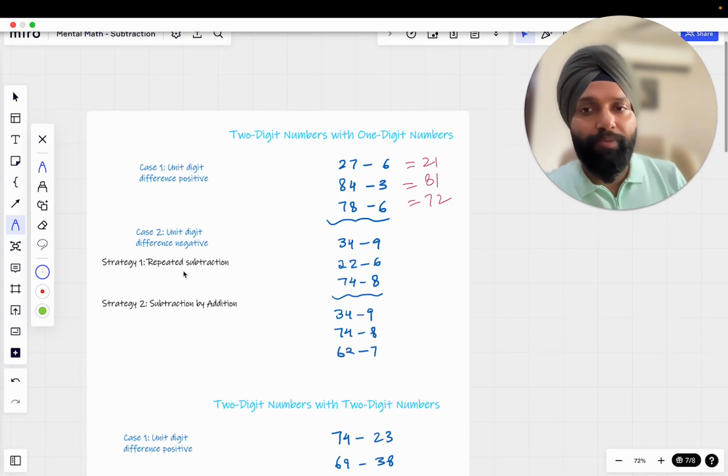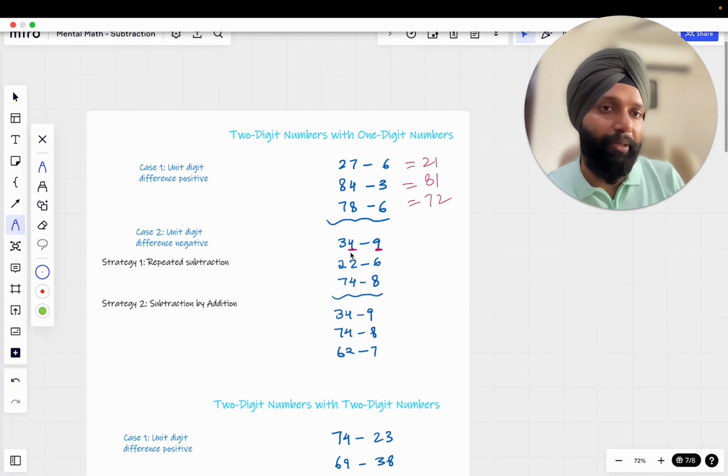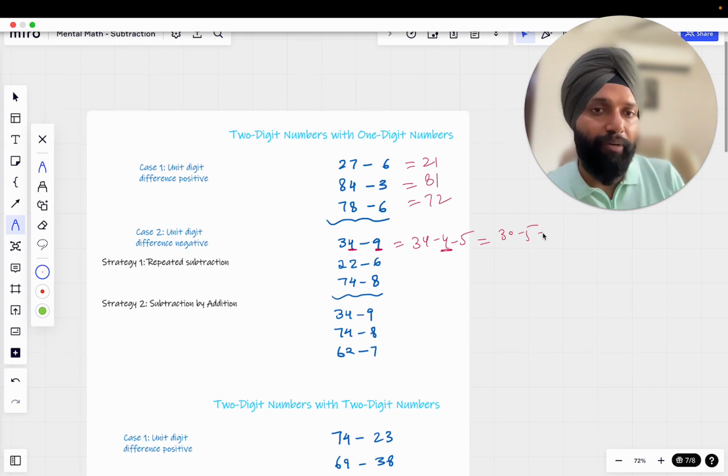The problem comes when the digit being subtracted is bigger than the unit digit of the two-digit number here. Then we have a problem. Some people face problems here. So there are two ways. One is repeated subtraction, where you write this as minus 4 minus 5. Essentially, the first component is equal to the unit digit and the second is whatever is remaining. So if you take out 4 from here, whatever is remaining is 5. So now 34 minus 4 is 30, minus 5 is 25.